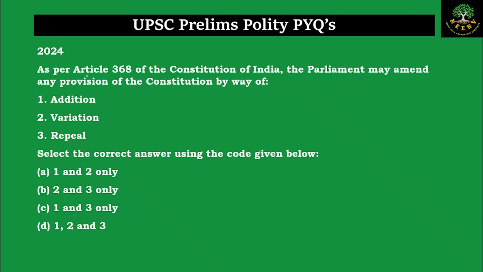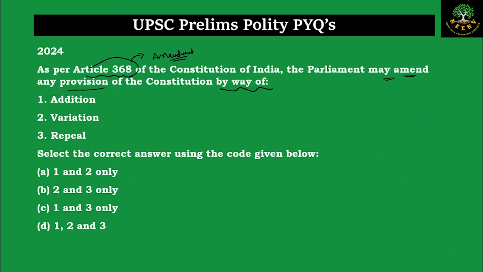Now, what does Article 368 contain? Article 368 has the provisions regarding the amendment of the Constitution. So the question is also saying that as per Article 368 of the Constitution, the Parliament may amend any provision of the Constitution by way of what? How can the Parliament amend the Constitution? By way of what? Is it through addition? Is it through variation? Or is it through repeal? Or is it through all of this?